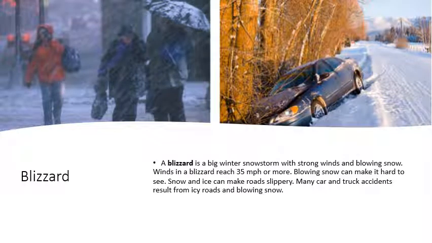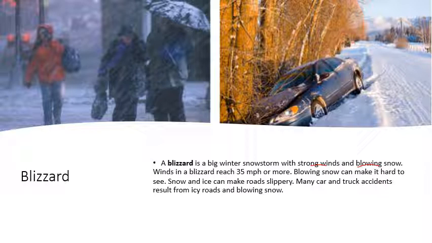A blizzard is a big winter snowstorm. Now, how is it different from the ice storm? We said with the ice storm, the rain falls down as rain, but when it reaches the ground, it freezes. But the blizzard is blowing snow. It comes down as snow, but there's a very strong wind blowing the snow. So we have three things with wind strength, which are the hurricane, the tornado, and the blizzard.